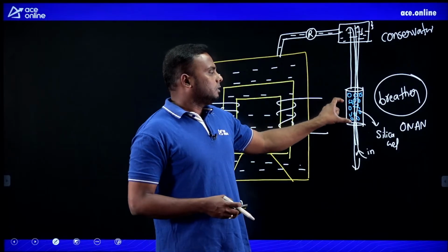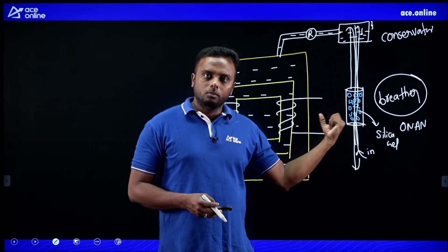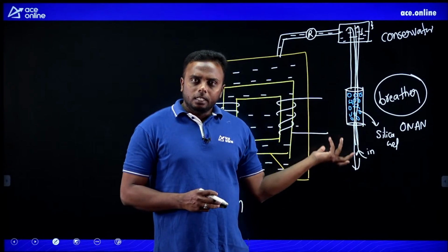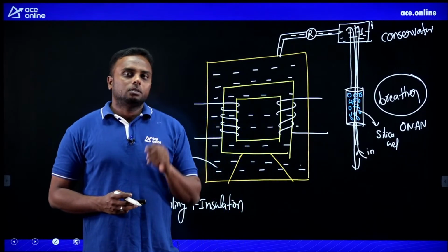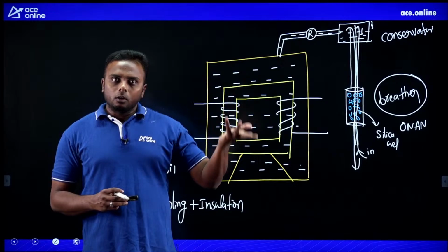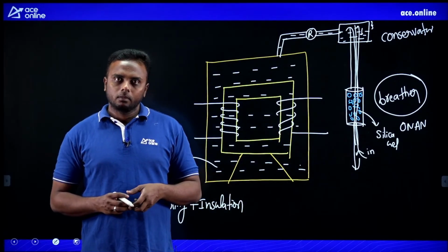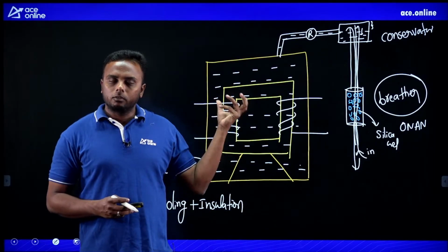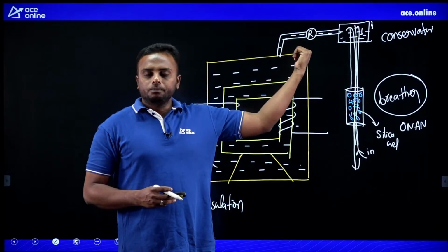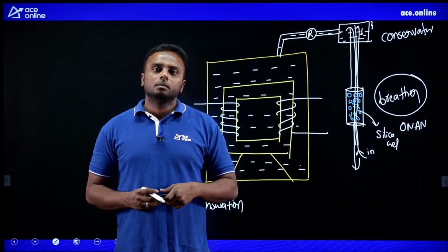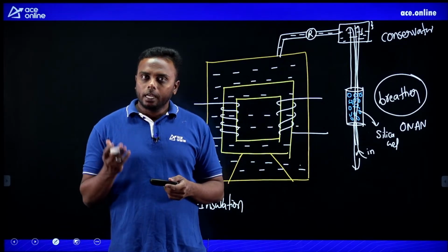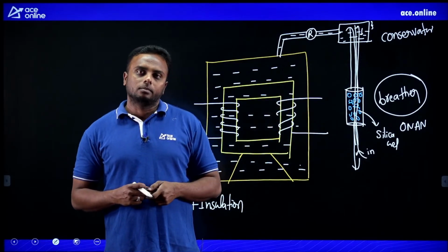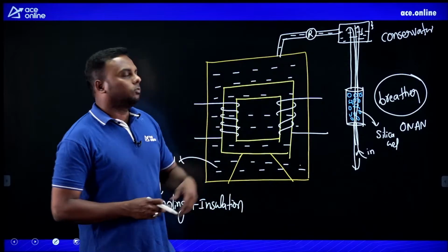But we have to place that breather in order to filter or absorb the moisture content present in the outside air. During the breathe in and breathe out process, cooling is also provided. How? When it is breathing out, that hot air will come outside. When it is breathing in, the oil level is reduced a little during cooling of the transformer, and air is sucked into the conservator. So air is moving inside. What is the outside air temperature compared to the inside air temperature? Less. That's why it also provides cooling to the transformer. This breathing process is one of the cooling methods of the transformer.